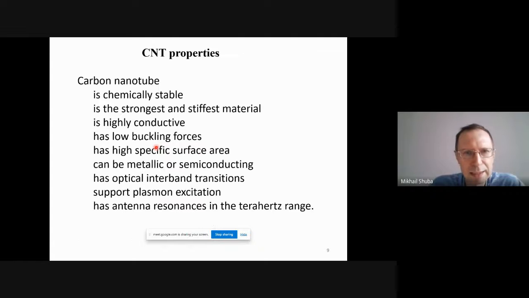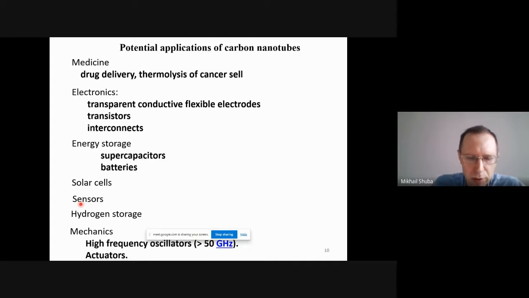A carbon nanotube could be considered as a big molecule which is chemically stable, very resistant to ambient conditions. It is quite strong and light, can be metallic or semiconducting, has low buckling force, has high specific surface area, has optical interband transitions like an atom or quantum dots, supports plasmon excitation, and has antenna resonances in terahertz ranges. So carbon nanotubes have very interesting properties useful for different applications.